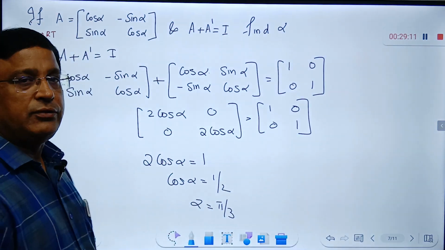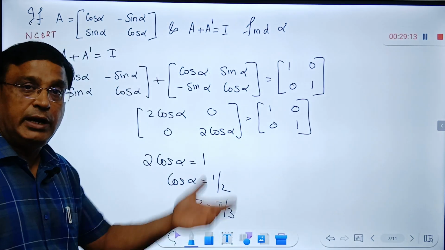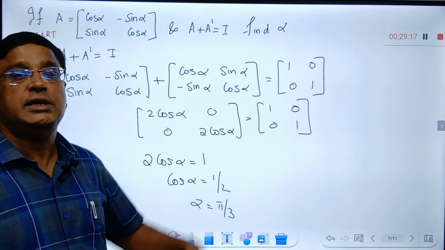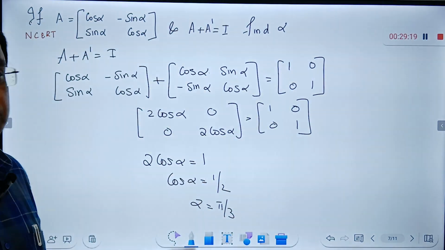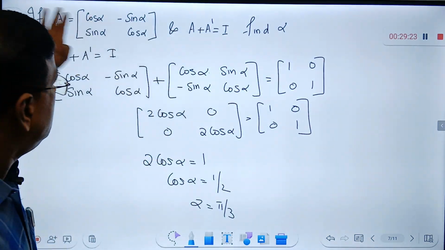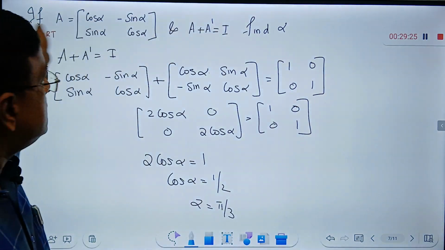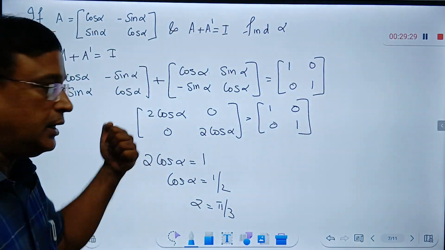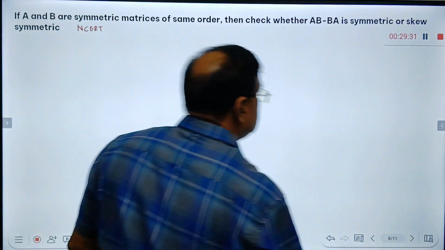Since I said alpha is acute, if they don't say anything, you may have to write the general solution. Actually, in the NCERT book, it's an MCQ question. I cut down all the options, I just gave the question. If you refer to the NCERT book under transpose of a matrix, they have given 4 options, and one of the options is pi by 3. Okay. Let's go to the next question.